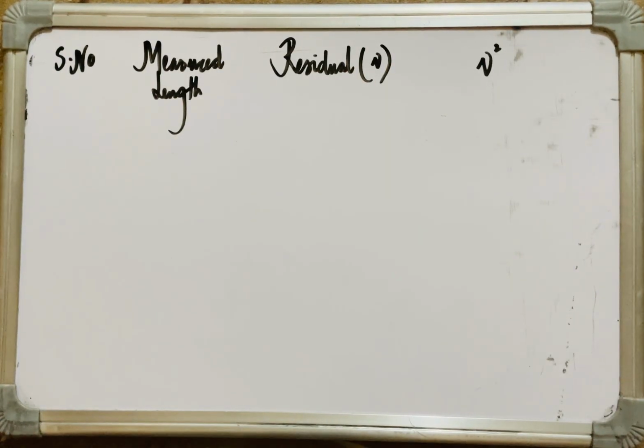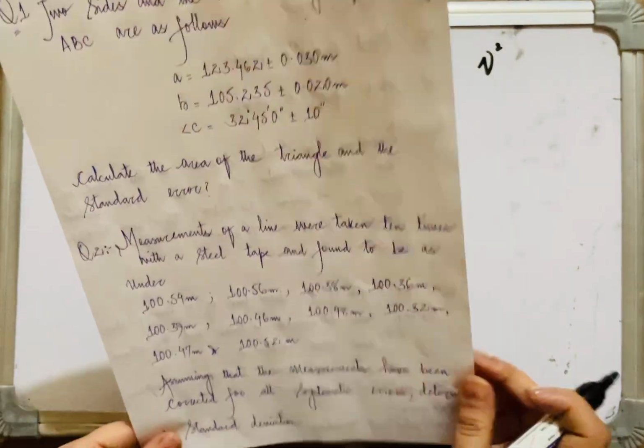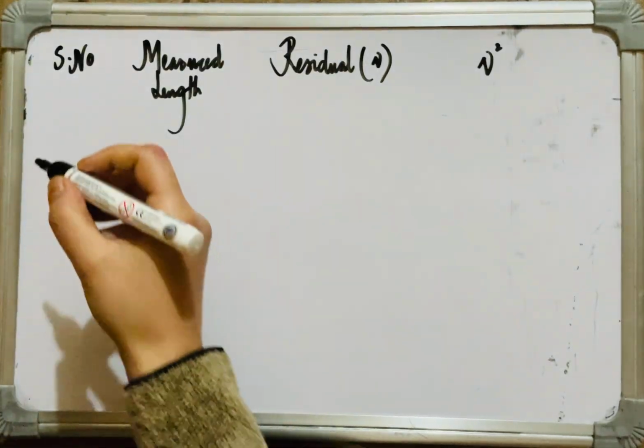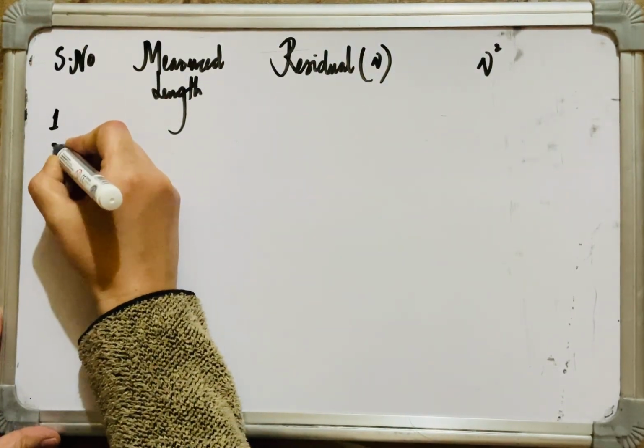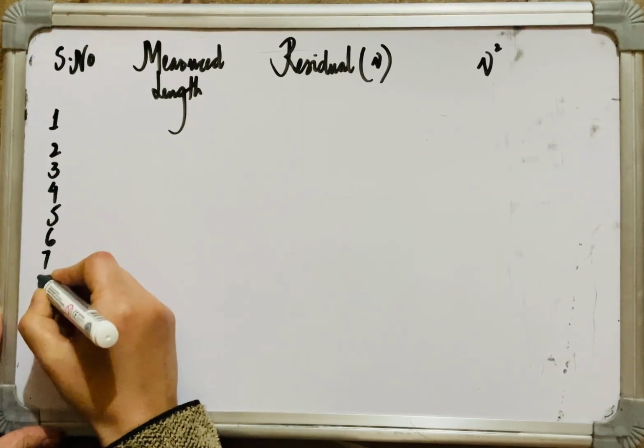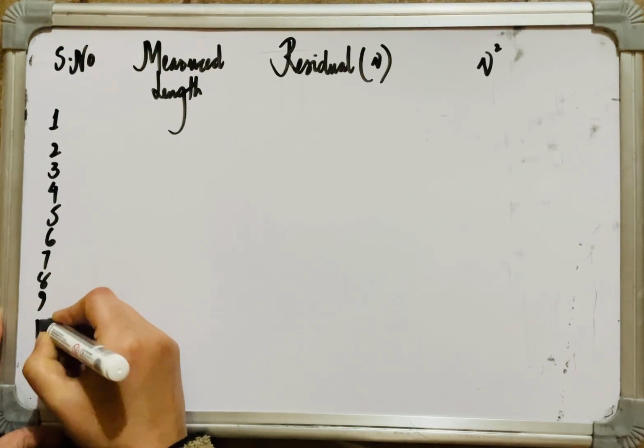How many measurements have been given? We have been given 10 measurements. Measurements have been taken 10 times. So 1, 2, 3, 6, 7, 8, 9, and 10.